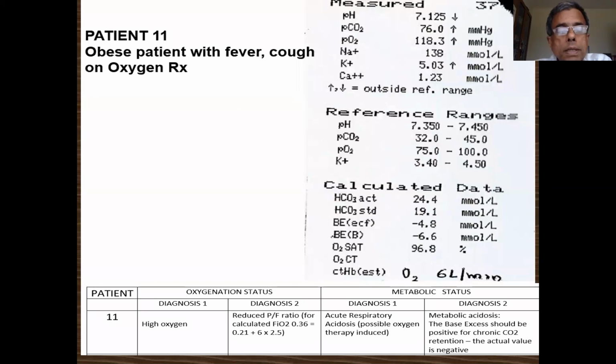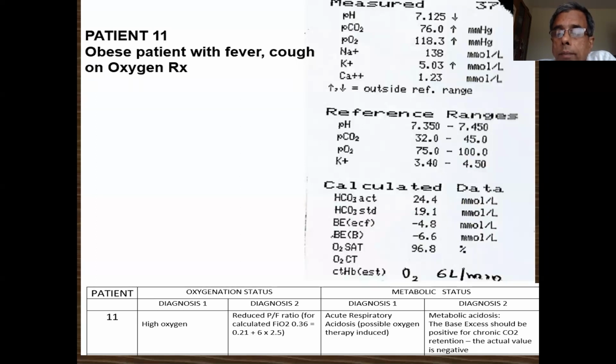Okay, this is patient 11. Diagnosis: his PO2 is very high, but his PF ratio is poor. You can calculate the FiO2 based on the formula given, 2.5% for every liter per minute of flow, added on to what is present in air already. You will find that the PF ratio is poor. Metabolic: he's got acute respiratory acidosis. It's because he's an obese patient, maybe he had obstructive sleep apnea, and too much oxygen will make them hypoventilate.